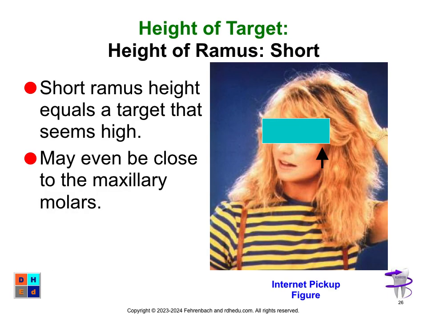Geez, haven't we seen this masked actress before? Oh yeah. Now, she may have had a long jaw, but her ramus, whoa, it's short. I see this so often, the short ramus. Incredible. The vertical height there is incredibly short. So a short ramus equals a target that seems really high. You may be even close to the maxillary molars.